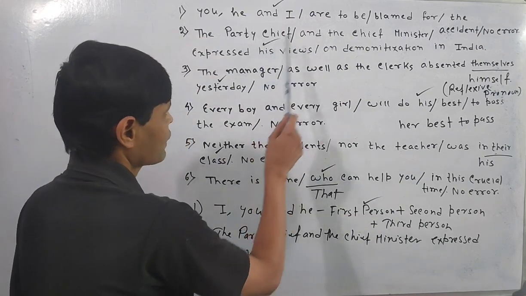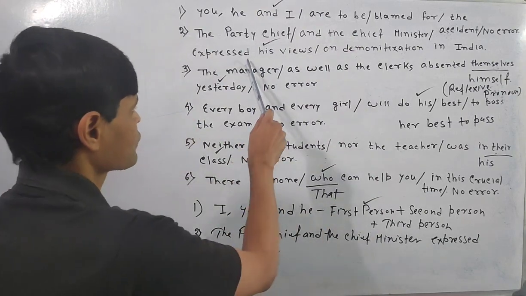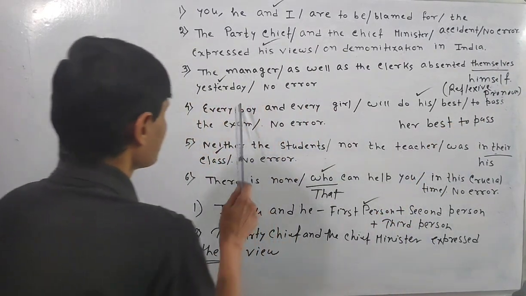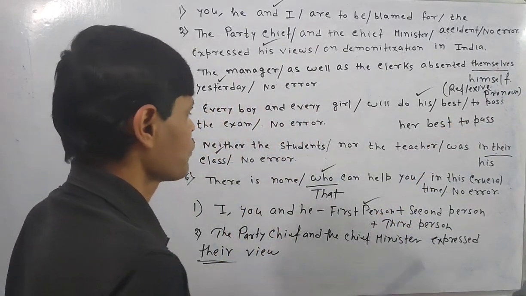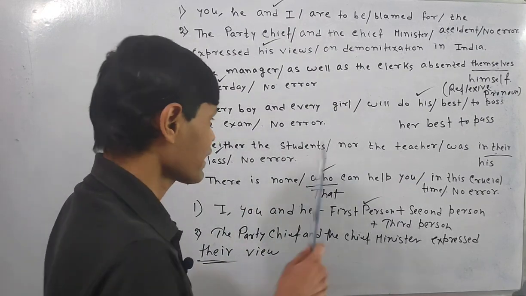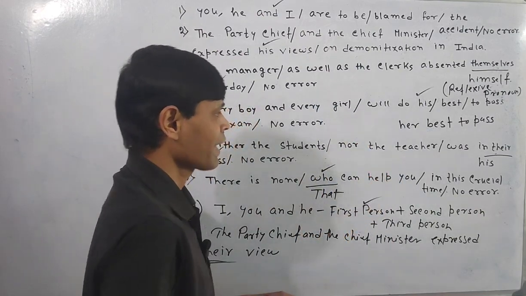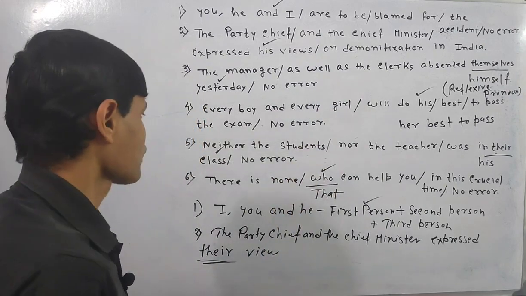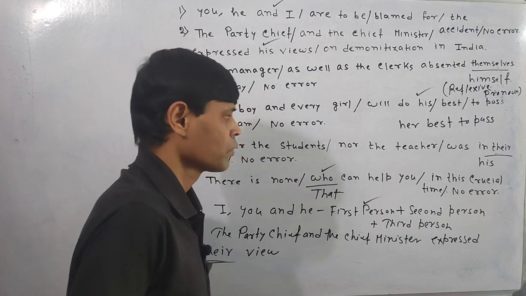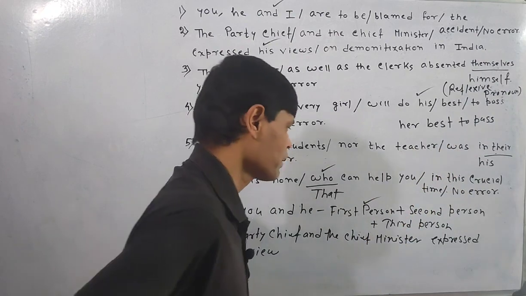The second mistake lies here because the subject is plural, so automatically it will be plural in nature. Here the subject is singular, so it cannot be themselves. Instead, himself will be the answer. Everyone, every girl, I have already told you that whenever such things are there, particularly joined by the linker and, the second one will be the subject. So instead of this, her will be the answer as girl is the subject here. Neither the students nor the teacher was in their class. So here the subject is here, so instead of their, his will be the answer.